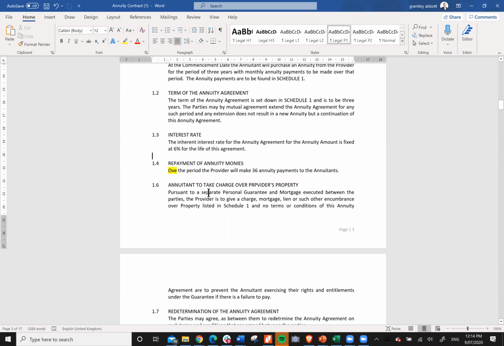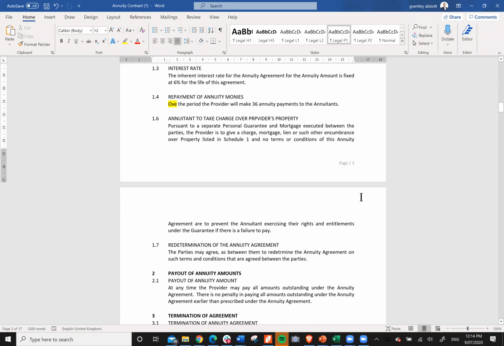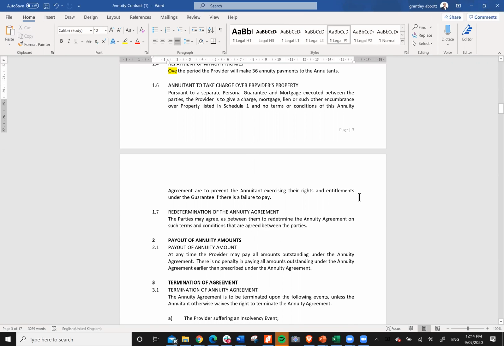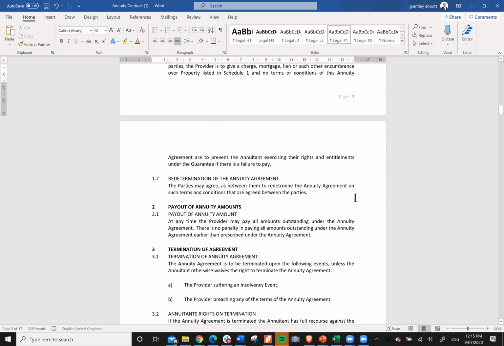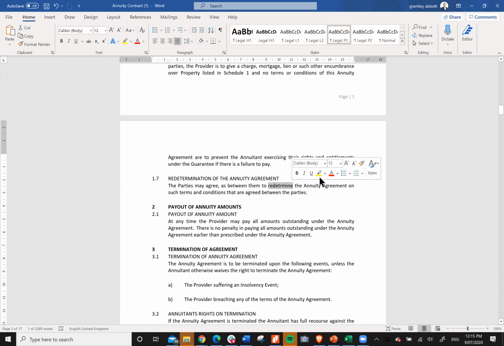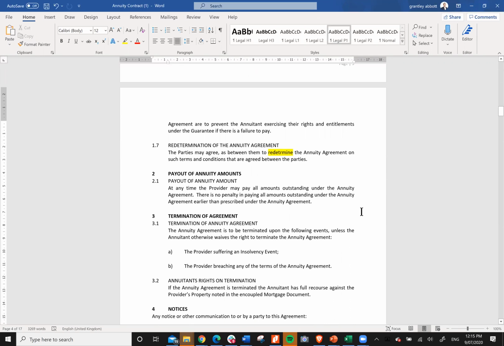Now, pursuant to a separate personal guarantee and mortgage executed between the parties, give a charge, mortgage or whatever. So you don't need to give a personal guarantee in this anyway, because you've obviously got an income stream, which by its very nature you're guaranteed under this contract. But what is worthwhile for some clients, if you want to be above board, is to make sure you have a mortgage or a charge over an asset, and it's the outstanding value of the annuity. So redetermination of the agreement, so you can come back and redetermine it at any point in time. So again, there's another little typo there. You can see why we go through this before we finalise.